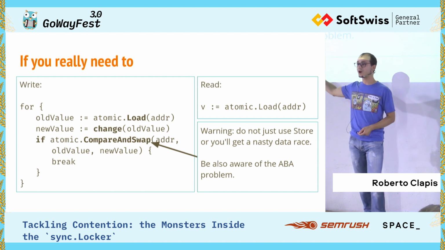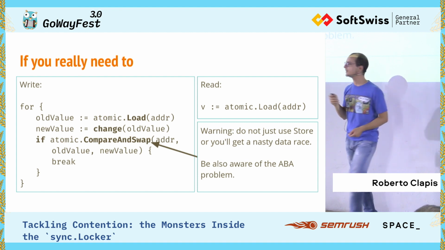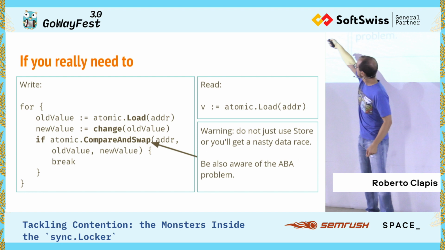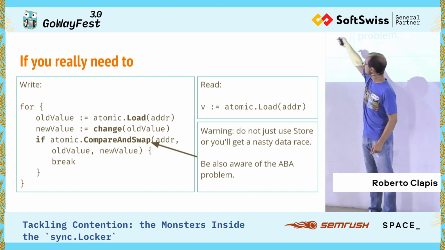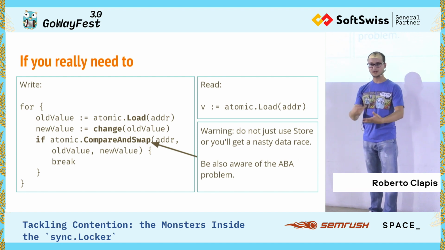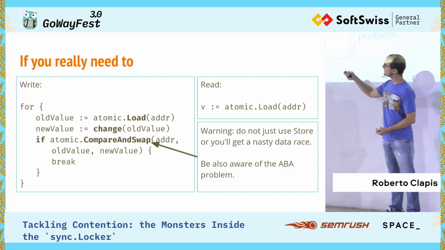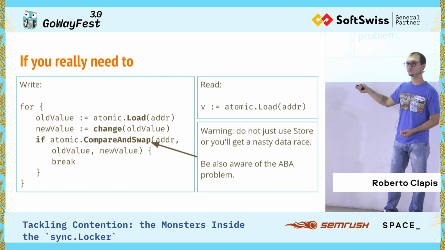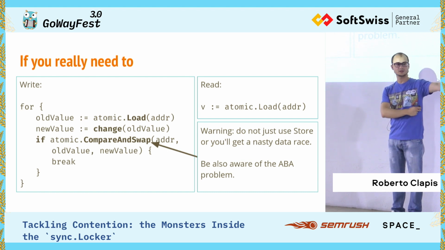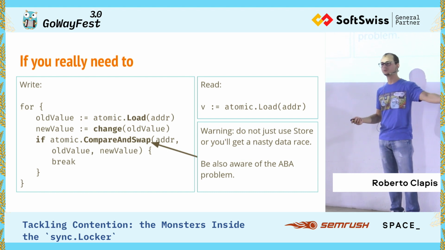When you need to write, it's slightly more complicated, because you need to load the value, change the value with the operation that you want to apply on it, like, for example, increment it by 1, but then you need to say, is this still the same? Did someone increment it in the meantime? If so, I need to redo and retry.